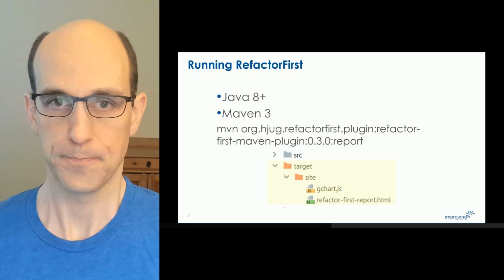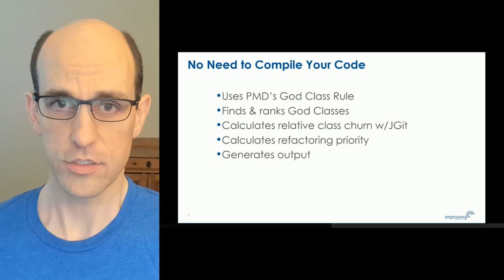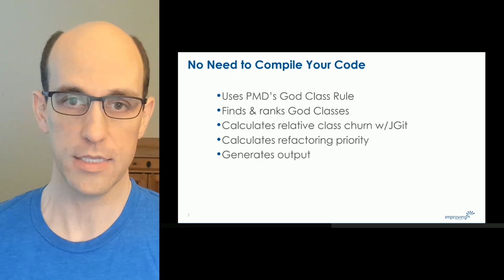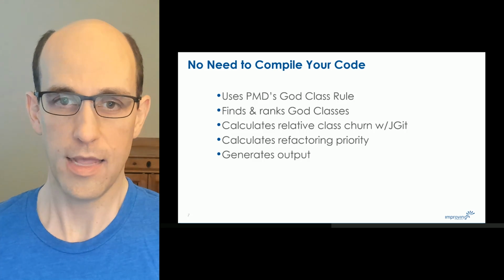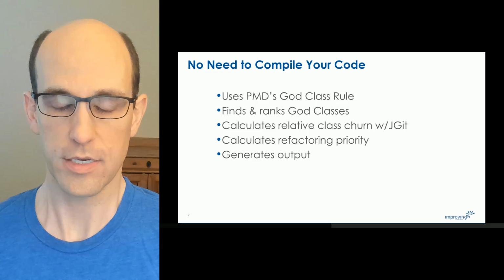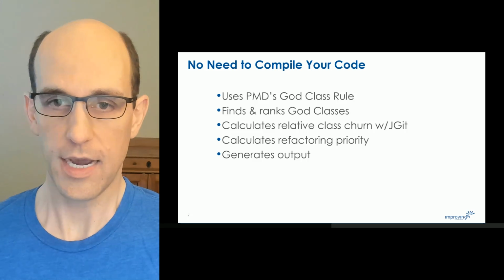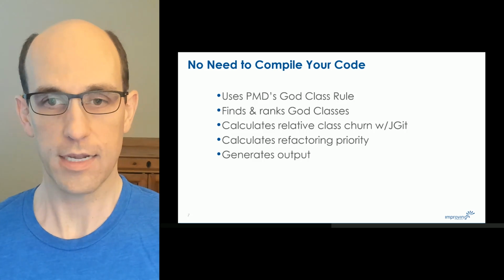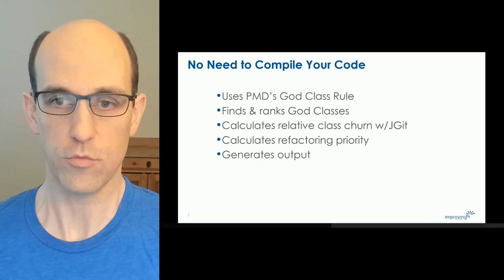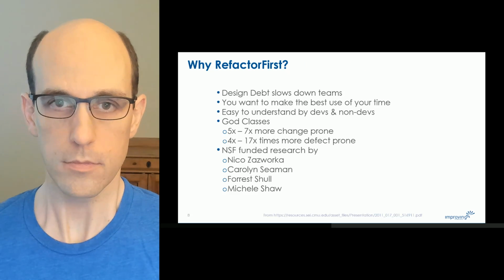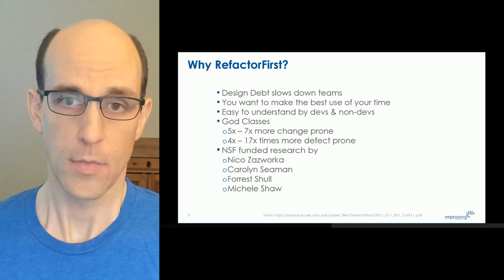And the great thing is there's no need to compile your code. It uses PMD's God class rule, which scans the source, and then also it will find and rank the God classes that it discovers based on the PMD rule. And then it will also calculate the relative class churn using JGit. And then once it's calculated both of those, it calculates the refactoring priority and then generates the output that you've seen earlier.